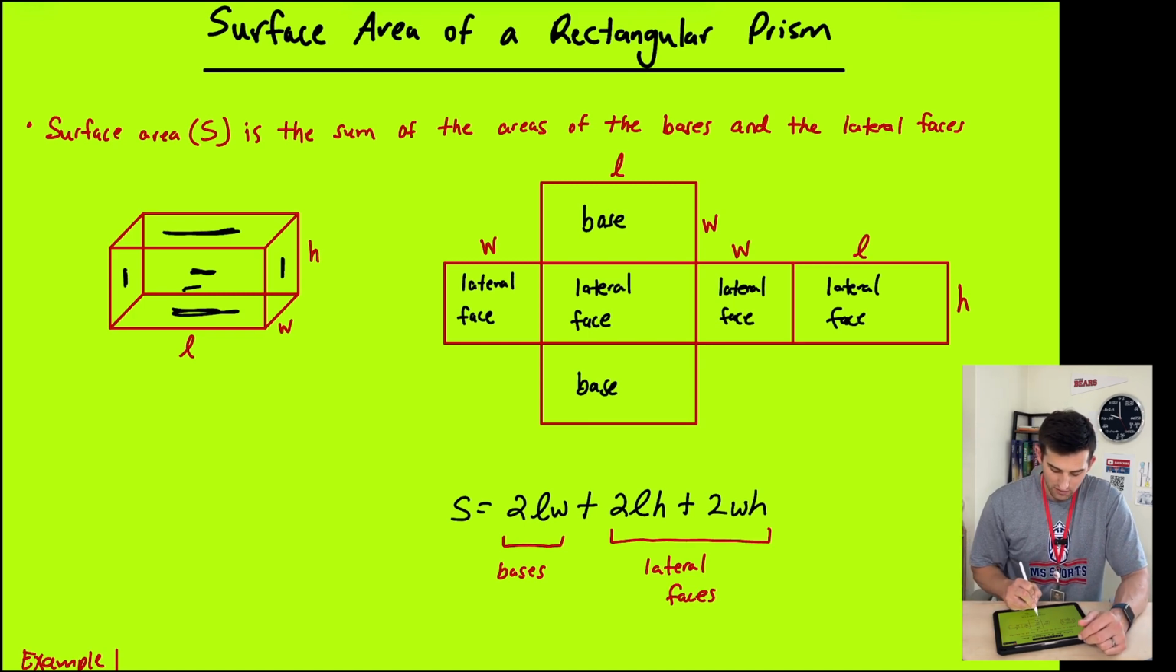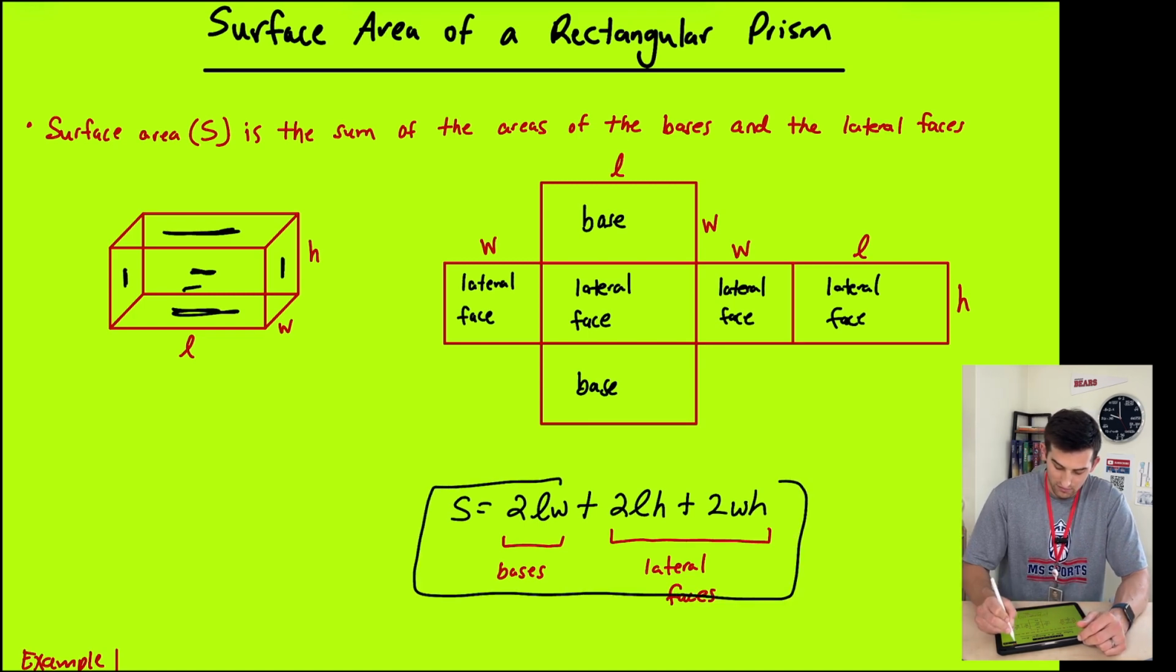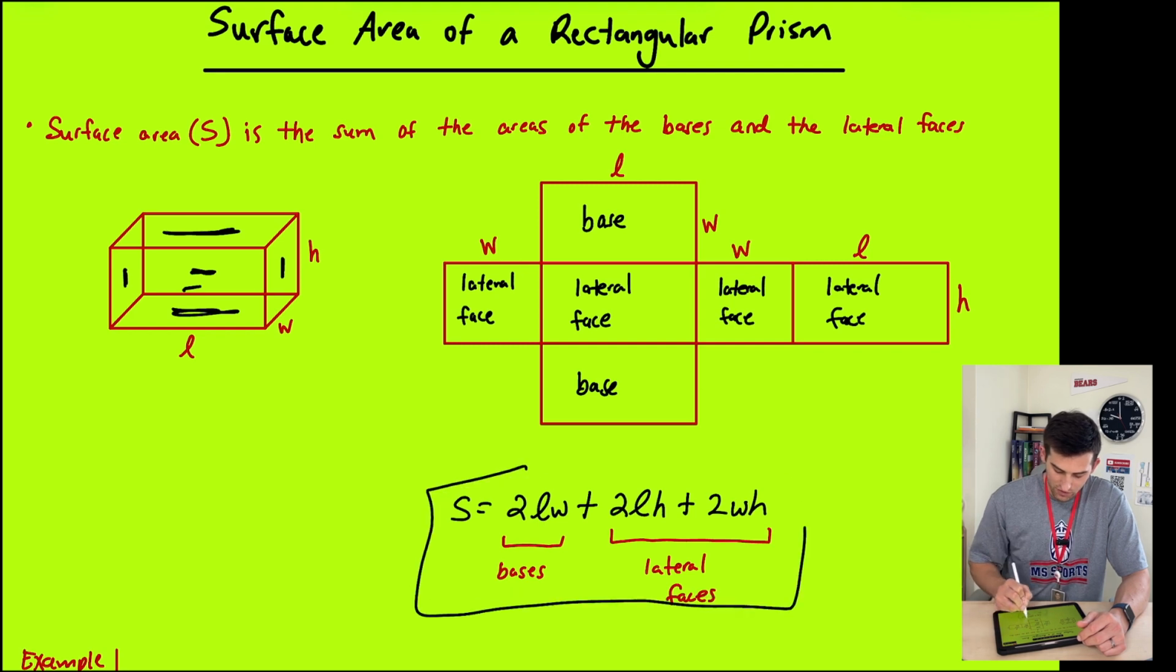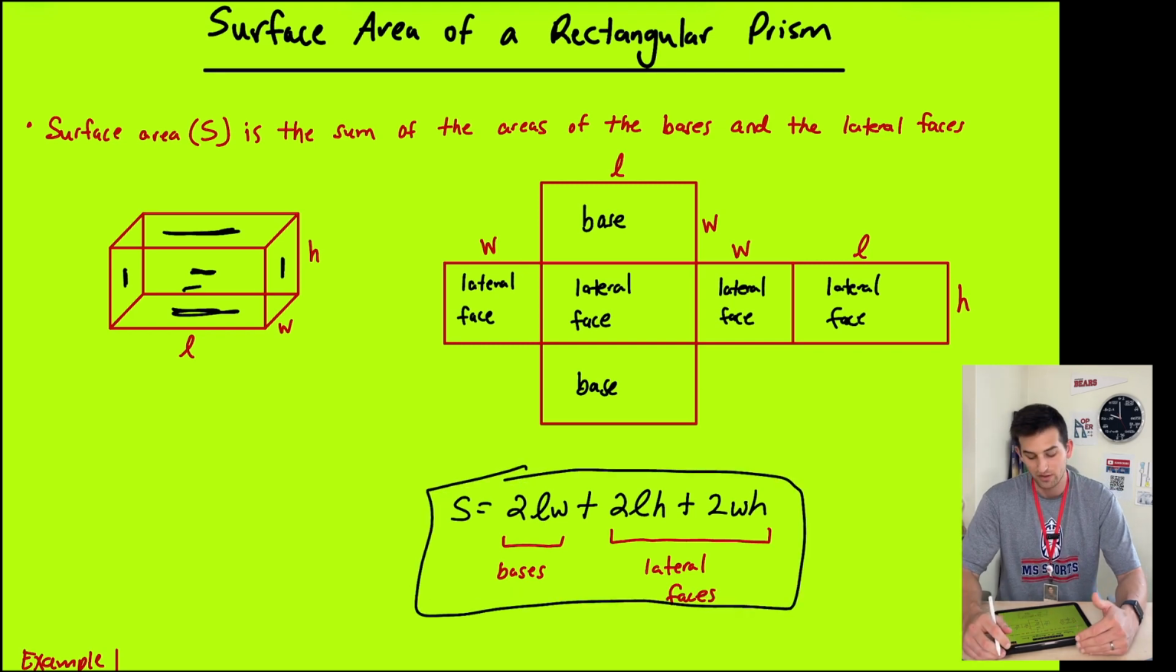So that's going to be this equation right here. S equals 2LW plus 2LH plus 2WH. So essentially what we're doing is we have two bases, right? And we said that was length times width, and we have two of them, so 2 times length times width.